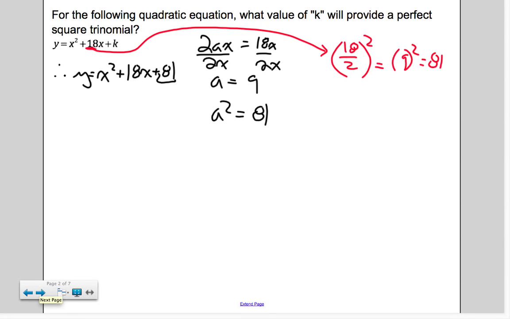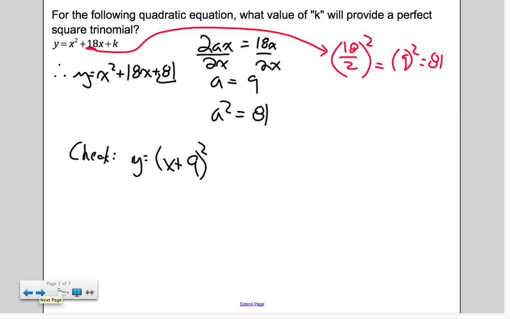How can we check? Well, we can just factor this, right? So I'm going to say, what's the square root of x squared? X. What's the square root of 81? 9. Does 9 times x times 2 give me 18x? Yeah, so that gives me my perfect square.